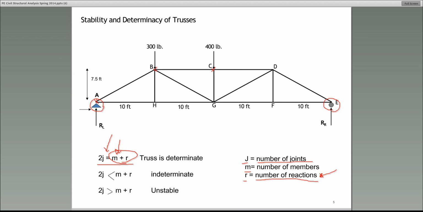Now, the truss would be indeterminate if 2 times j is less than m plus r, if the left-hand side is less than the right-hand side of this equation. And the truss would be unstable if 2j is greater than m plus r. All right. Now let me ask you. We have a lot more to do, but I want to ask you a question. Can you tell me, please, what is the significance of this equation? Why are we checking 2j versus m plus r? Tell me what 2 times j represents. Who can tell me? This is critical thinking.